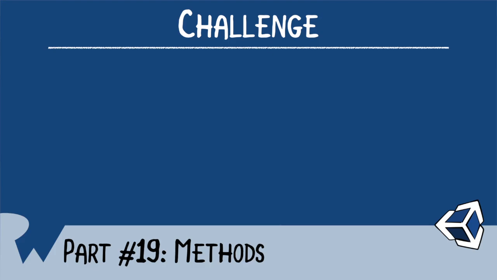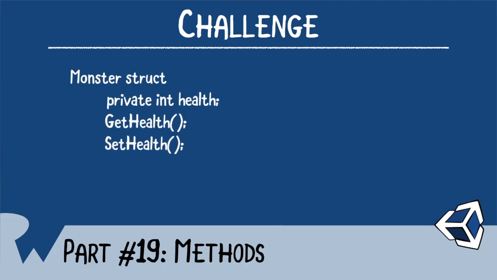In your challenge, I want you to create a monster struct. It should have a health field, which is an integer, and you should write getters and setters for the health. So it should have a get health, which returns an int, and a set health, which takes in an int.